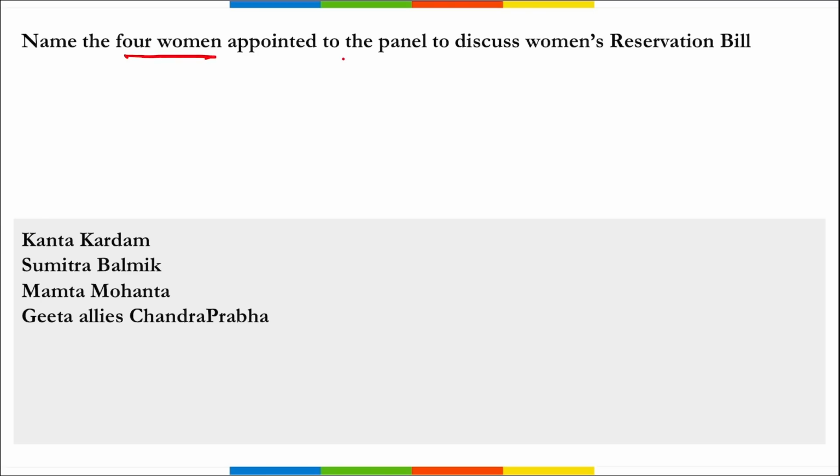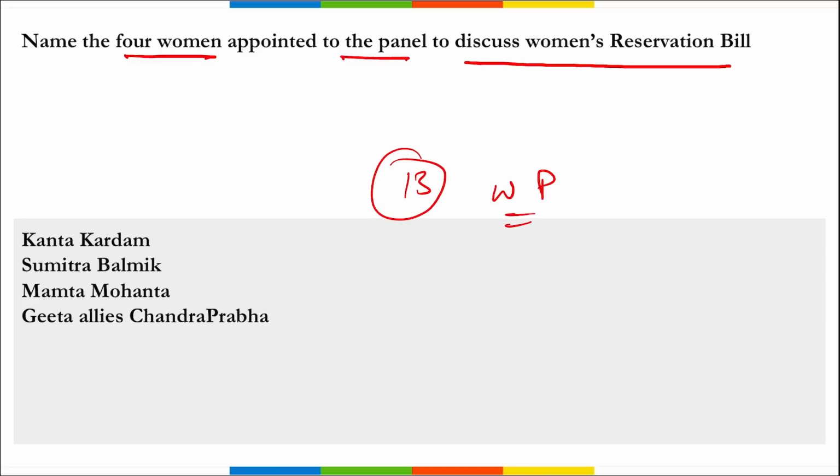Next, name the 4 women appointed to the panel to discuss the Women's Reservation Bill. Recently, Vice President of India Jagdeep Dhankar ji has reconstituted the panel of vice chairpersons with an 8-member panel with 50% men and 50% women parliamentarians, right? And for the first time in the history of Rajya Sabha, equal representation has been given to women members in the panel. Now remember, recently a panel of 13 women vice chairpersons was constituted for a day to discuss the Women's Reservation Bill.